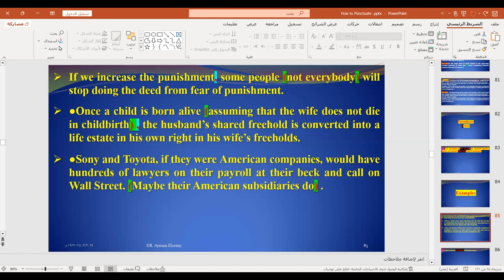Third example, Sony and Toyota. If they were American companies, they would have hundreds of lawyers on their payroll and at their beck and call on Wall Street. Maybe they're American subsets. Here, put such a phrase between parentheses.